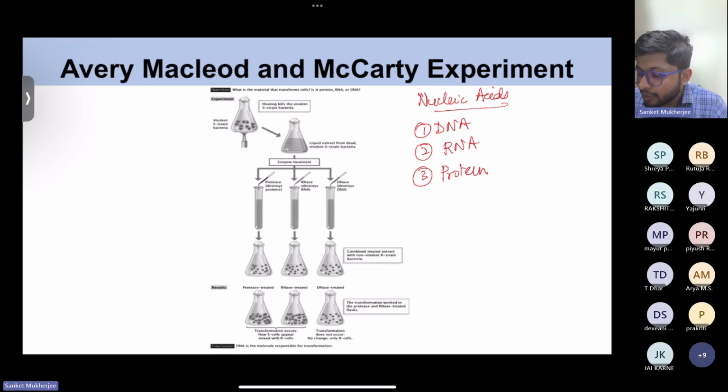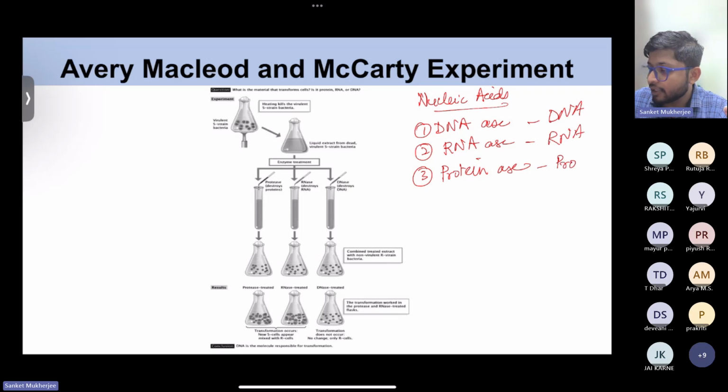Now, in this experiment, they took virulent S strains, killed these strains, and then added either DNase, RNase, or proteinase. These are enzymes which can hydrolyze. So DNase can hydrolyze DNA, RNase can hydrolyze RNA, and proteinase can hydrolyze protein. So that is the idea basically.